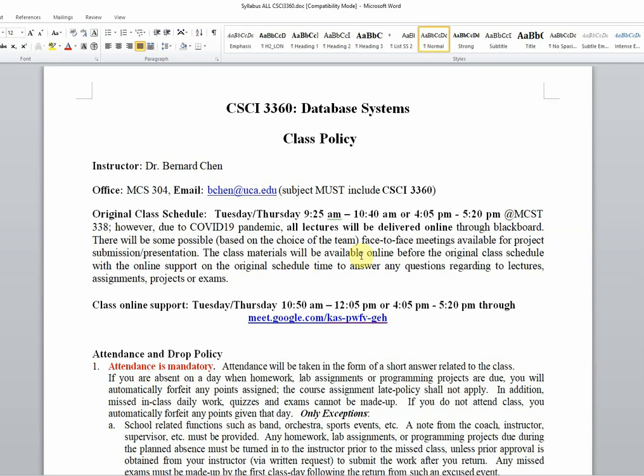So the class materials will be available online before the original class schedule. What I'm trying to say is that before 9:25 a.m. on Tuesday and Thursday, I will post the materials online already. Ideally, this is how I designed it: since the original time is 9:25 to 10:40, during that time you should watch the video, or in the afternoon session, 4:05 to 5:20, you should watch the video. That's going to be the easiest way.